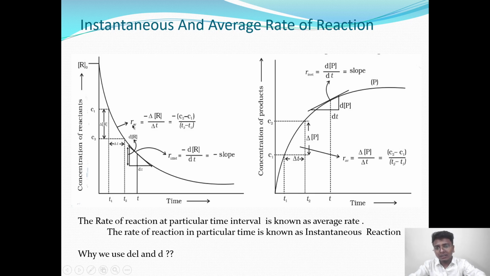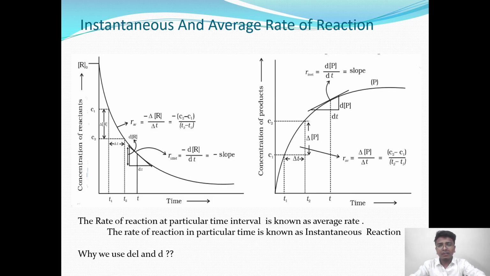Then the average rate is denoted by minus del R divided by del t, that is equal to minus C2 minus C1 divided by t2 minus t1. And when the time difference between t1 and t2 becomes very small, as it tends to 0, then it becomes the instantaneous rate of reaction.